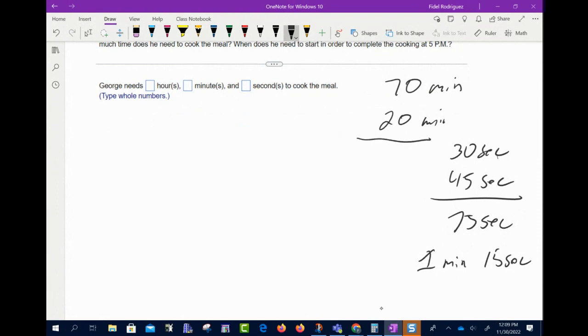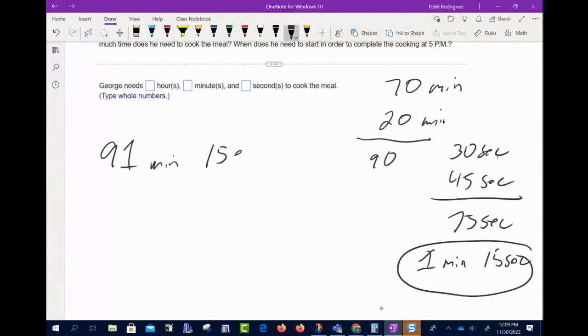So now if I have 70 minutes and 20 minutes, that's 90 minutes, plus this 1 minute and 15 seconds. So he needs 91 minutes and 15 seconds. Now they're asking me to say how much time does he need in terms of hours?